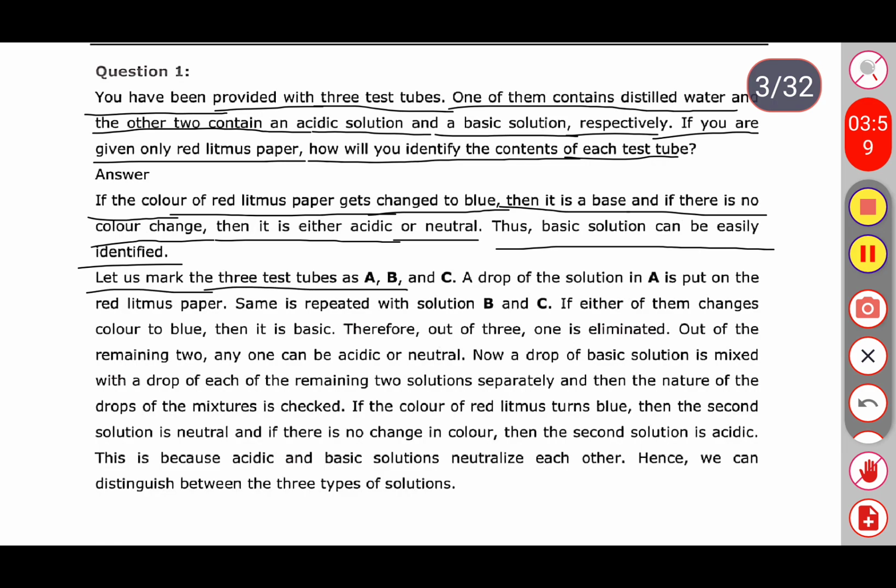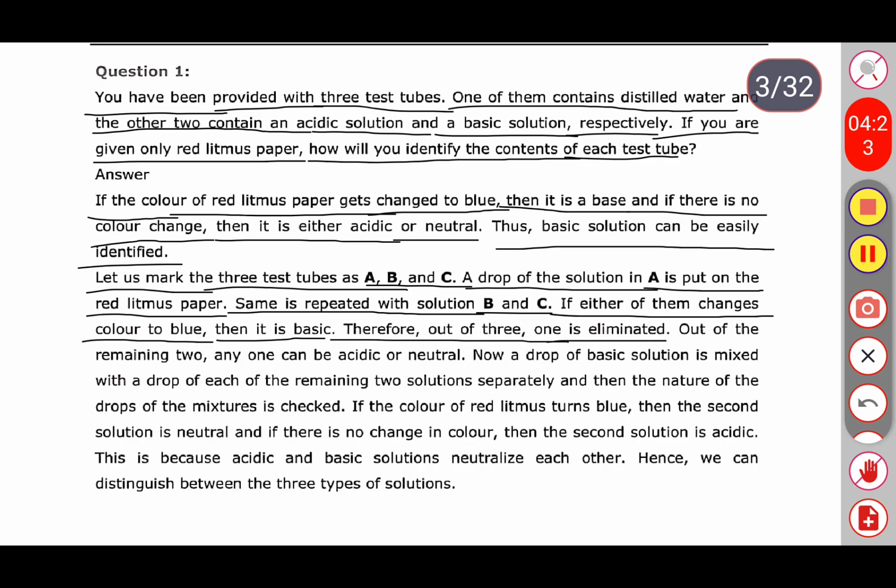as A, B, C. A drop of the solution in A is put on the red litmus paper. Same is repeated with the solution B and C. If either of them changes color to blue, then it is basic solution. Therefore, out of 3, 1 is eliminated, right? Out of remaining 2, any one can be either acidic solution or neutral solution.